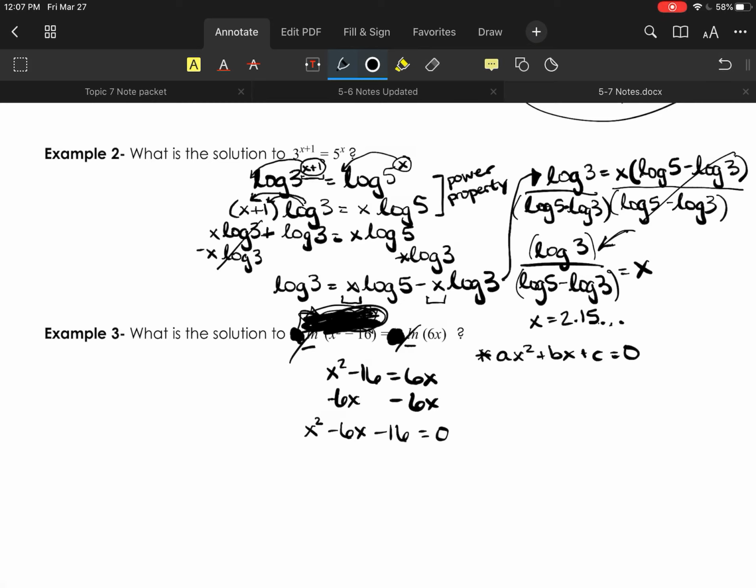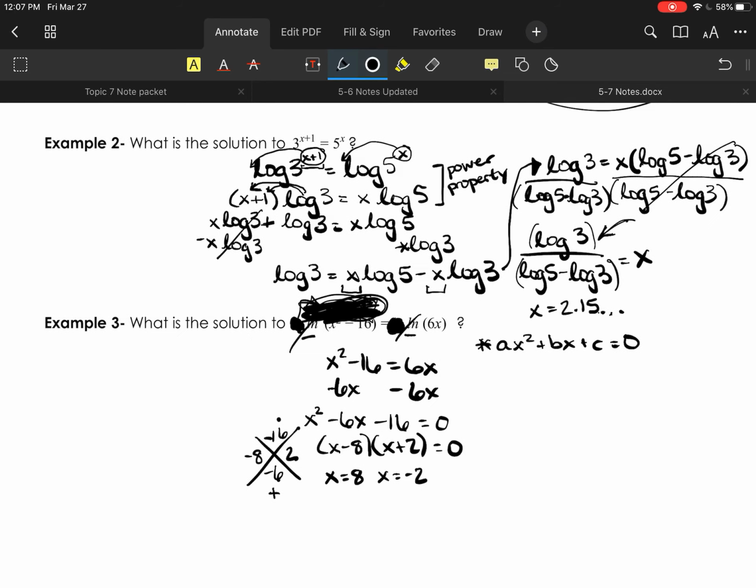Now you can factor. If I set up my factoring x, in the top I have negative 16, in the bottom I have negative 6. So what multiplies to be negative 16 and adds to be negative 6? That would be negative 8 and 2. So my factored form becomes x minus 8 times x plus 2 equals 0. Now you set each factor equal to 0 and solve. So I get x equals 8 and x equals negative 2.